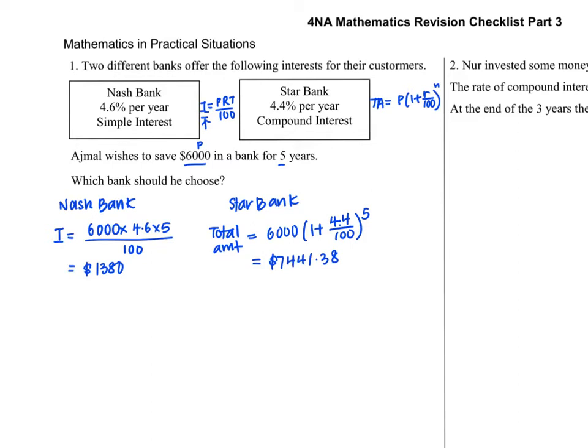But then I can't compare the amount directly because one is interest and this one is total amount. So what I can do is find either all interest or all total amount. In this case, I find it easier to find the total amount for simple interest. So for the total amount, I'll take 1380 plus 6,000. If you want to find the interest for the Star Bank, then you need to take that amount, subtract away 6,000. So this one will give you 7380.